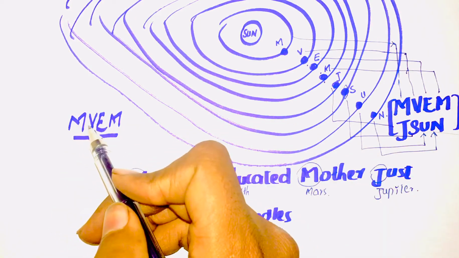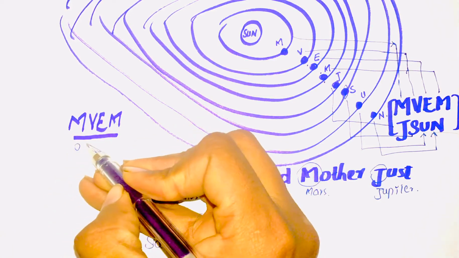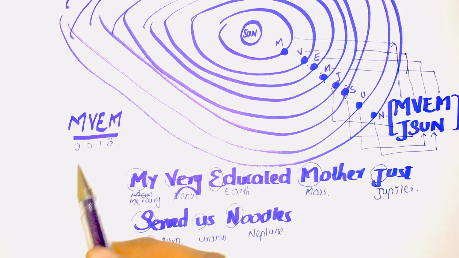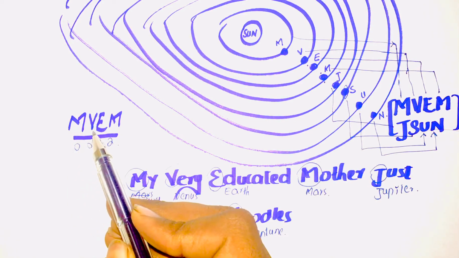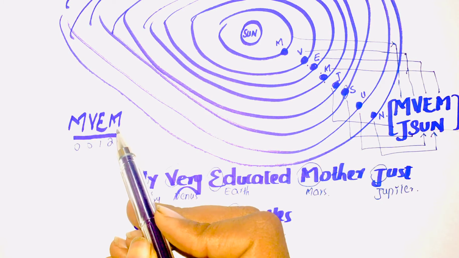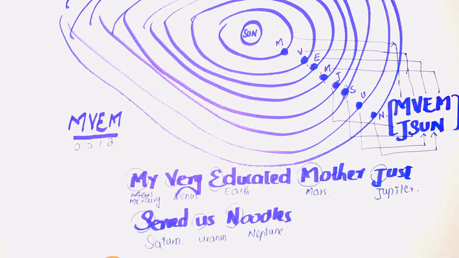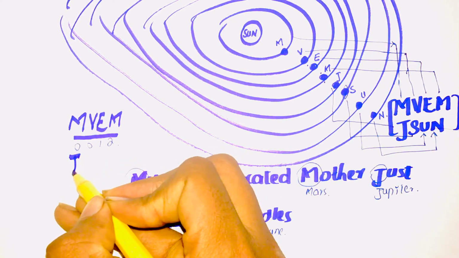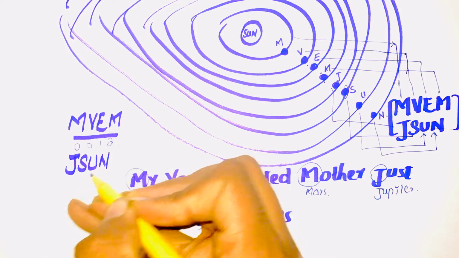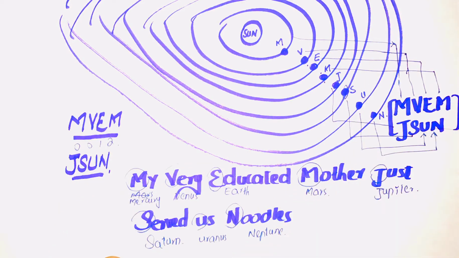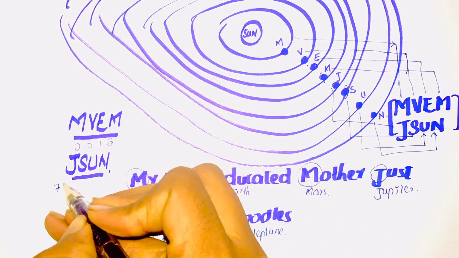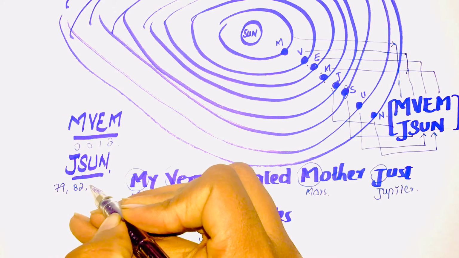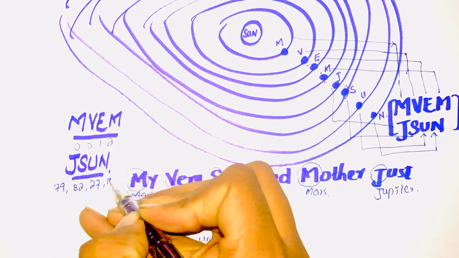This is Mercury, Venus, Earth, Mars. Write 0012. It means Mercury has 0 moons, Venus has 0 moons, Earth has 1 moon, and Mars has 2 moons. And then write the second code of this sentence I told you, Jason. Okay, write 79, 82, and then write 27, write 14.